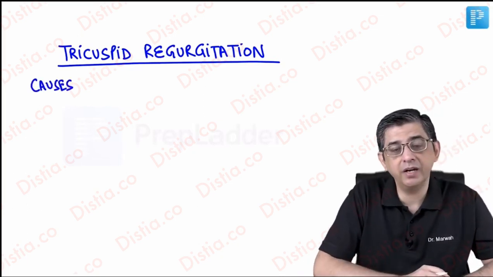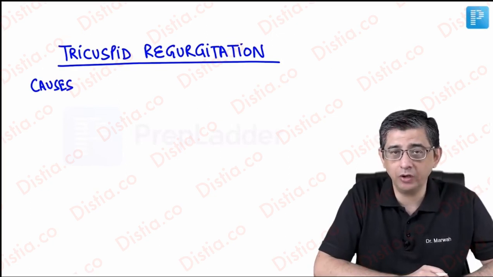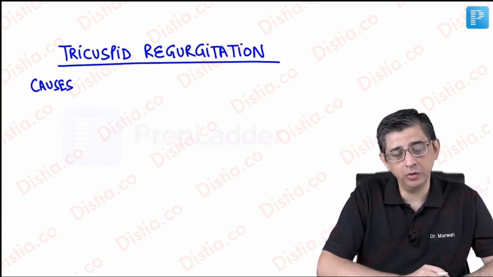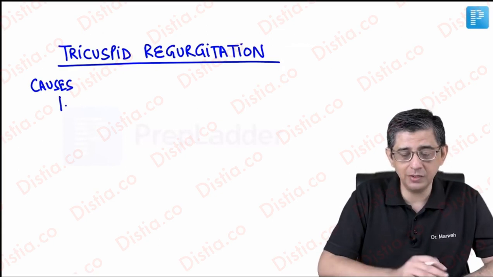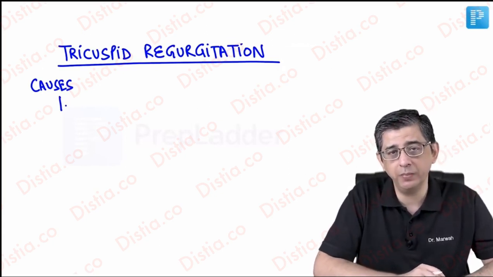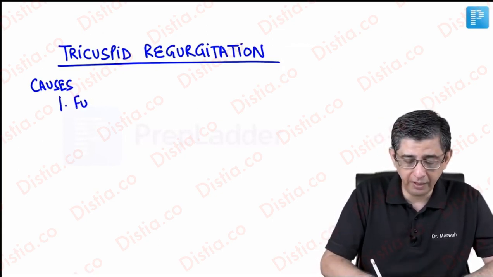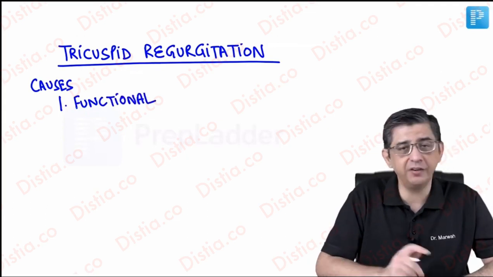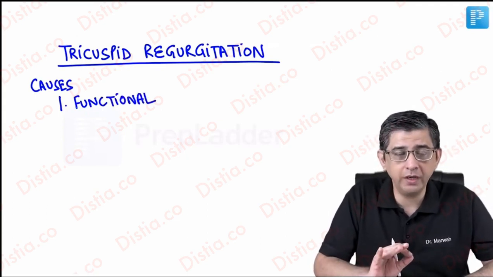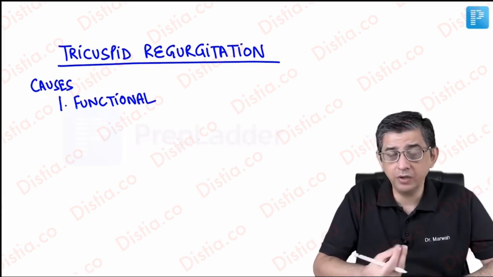Initially in the question, there might be at least one option that could be talking about causes. Now, when I talk about the causes part, most of the cases of tricuspid regurgitation would be of the functional variety. And what I mean by functional is that there is no problem with the valve leaflets. There is no problem with chordae tendineae or papillary muscles. So what's really going on?